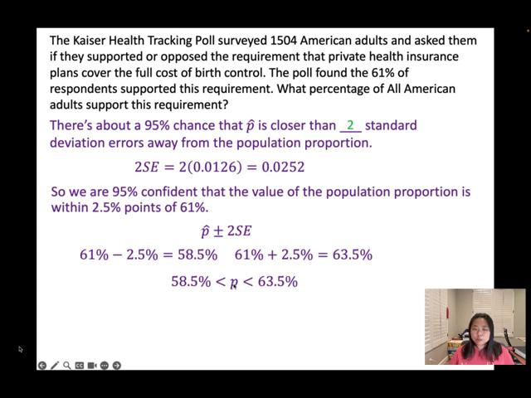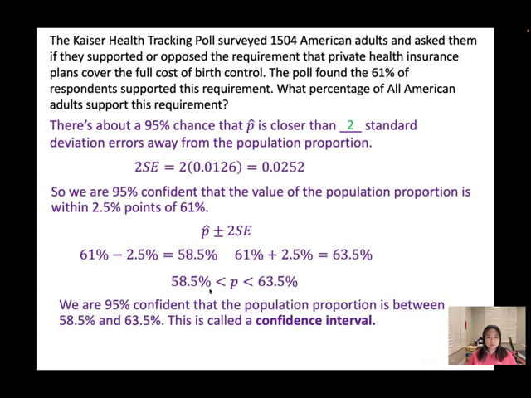And the population proportion will be in between 58.5% to 63.5%. Okay, we could consider this is gonna be my confidence interval. Okay, 95% confidence interval. When we draw the conclusion, you're gonna say we are 95% confident that the population proportion is in between this. And we call this the confidence interval.